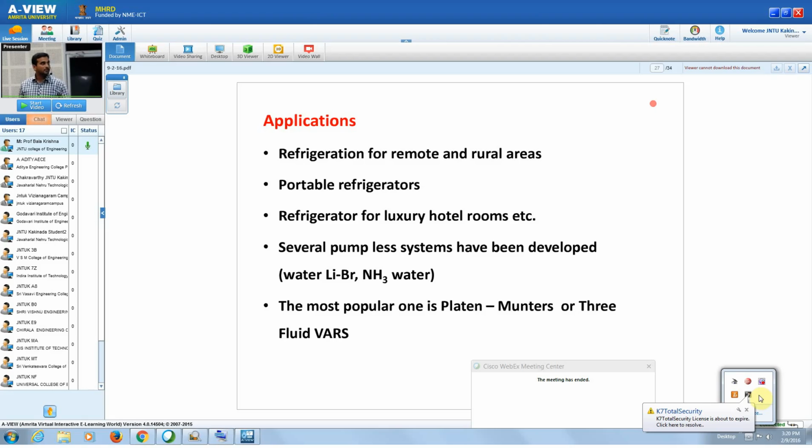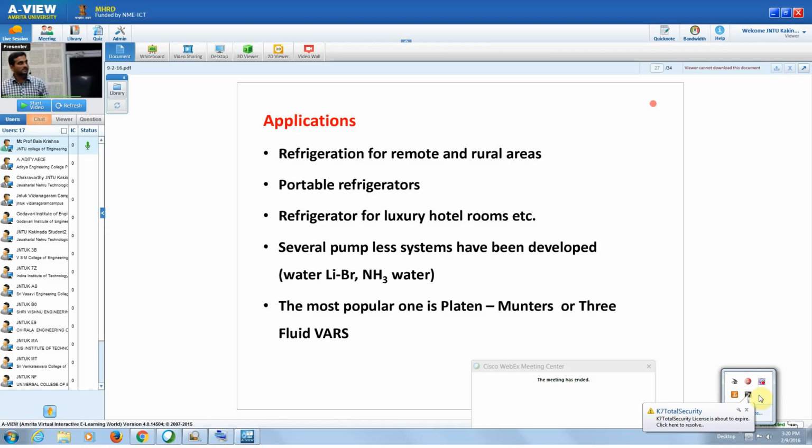The next point is that several pumpless systems have been used, for lithium bromide and NH3 water vapor absorption systems. As we have previously seen, they consist of a solution pump and a refrigerant pump. Similarly for these two, they have converted the system into a pumpless system. They have applied the same principle and converted the previous vapor absorption systems into pumpless systems.